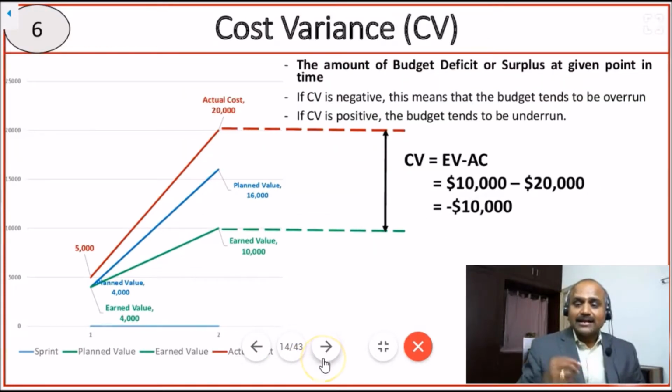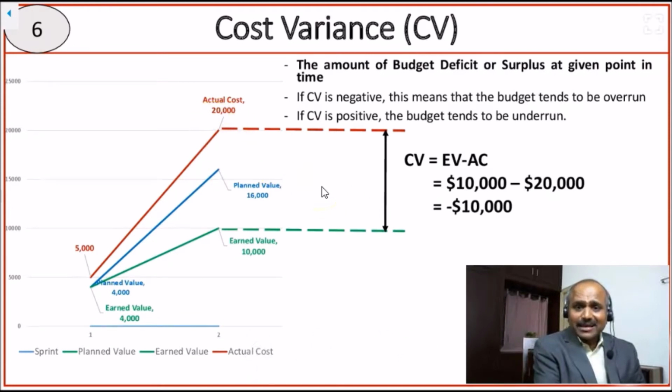Let us now talk about another term called cost variance. It says the amount of budget deficit or surplus at any given point in time. Here we are at the end of sprint 2. So the formula for calculating cost variance is earned value minus actual cost. So here it is coming to 10,000.